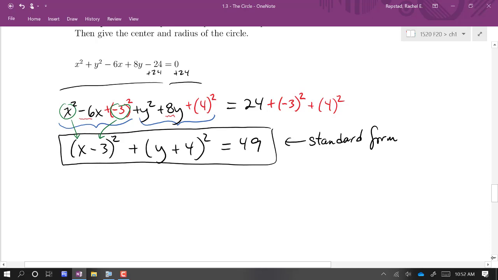And now we're going to glean some information about it. Take a minute and see if you can't come up with the center and the radius before I start writing it down. So the center is going to be the point 3, -4. The radius is the square root of 49, or 7.